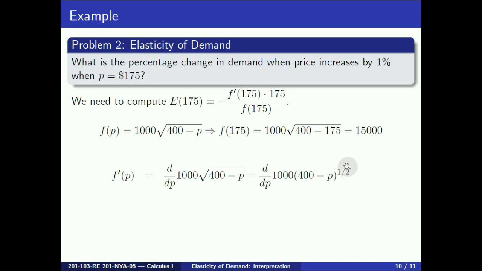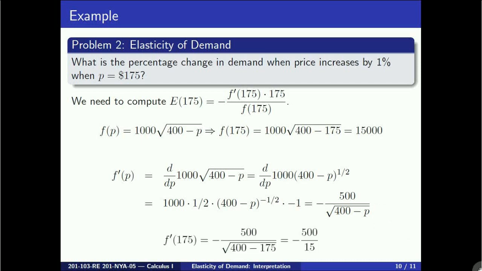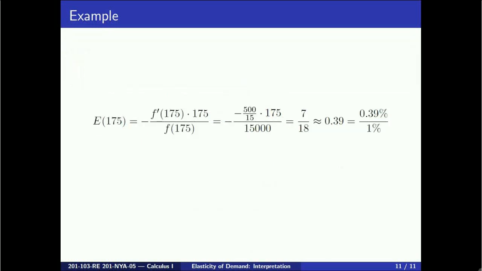Now the derivative of f of P is best obtained by changing the square root to a power function. So f of P is 1,000 times 400 minus P to the power 1/2. And then we apply the chain rule version of the power rule to get the derivative. Therefore, it gives 1,000 times 1/2 times 400 minus P to the minus 1/2 times the derivative of the inner function, 400 minus P, and that's minus 1. Since a power of minus 1/2 is like dividing by a square root, we get a derivative of minus 500 over the square root of 400 minus P. Replacing P by 175 gives that f prime of 175 is equal to minus 500 over 15.